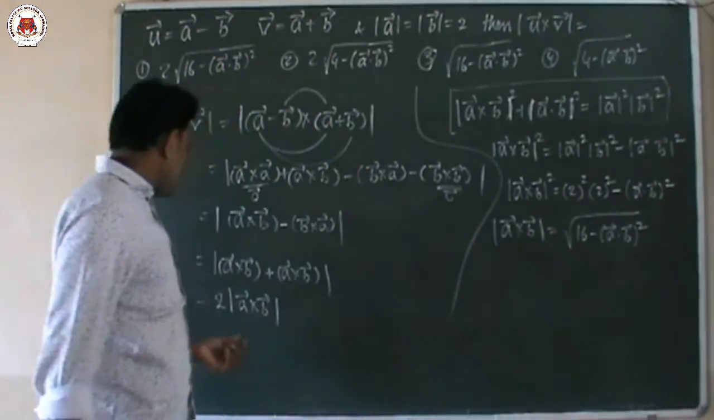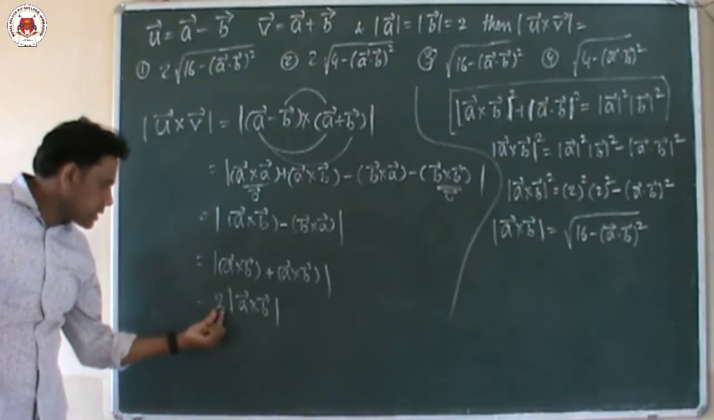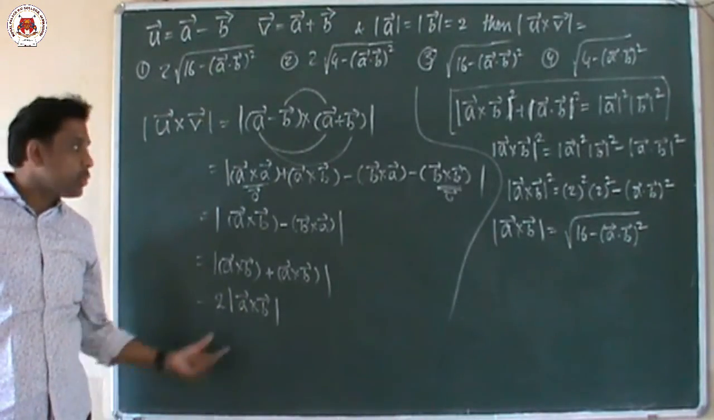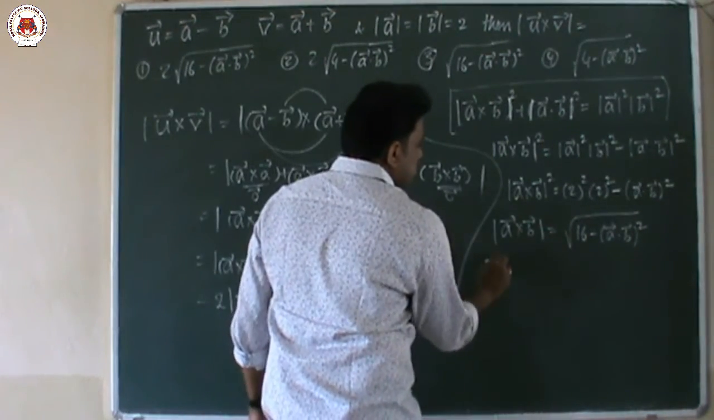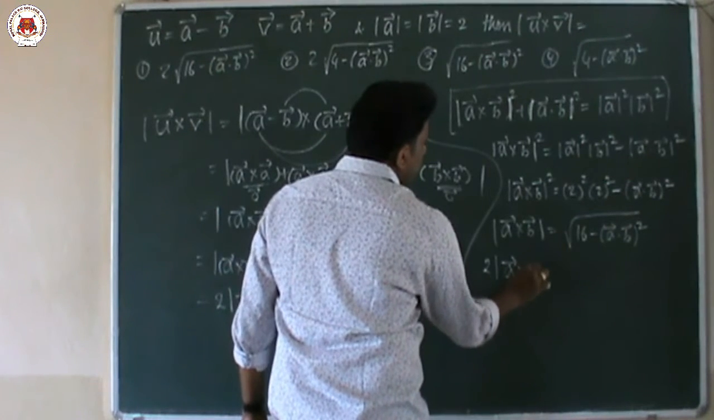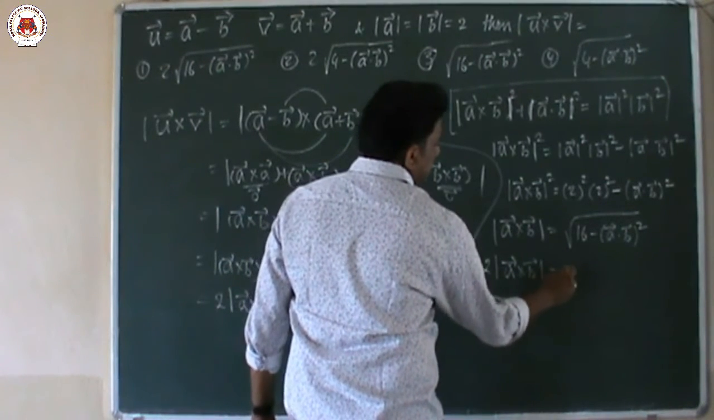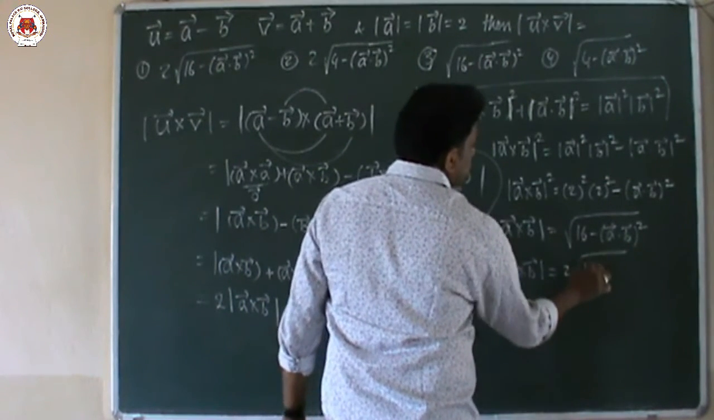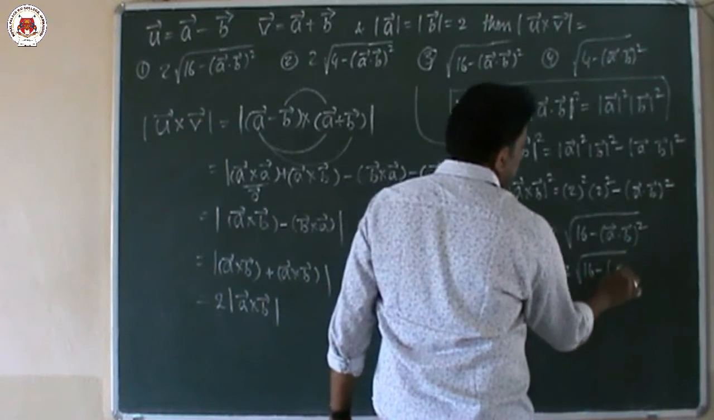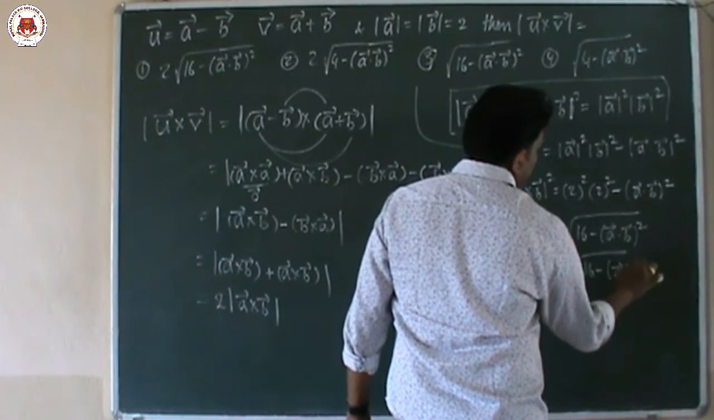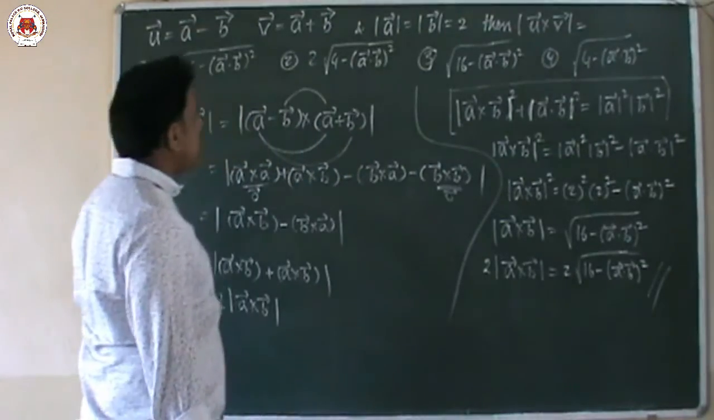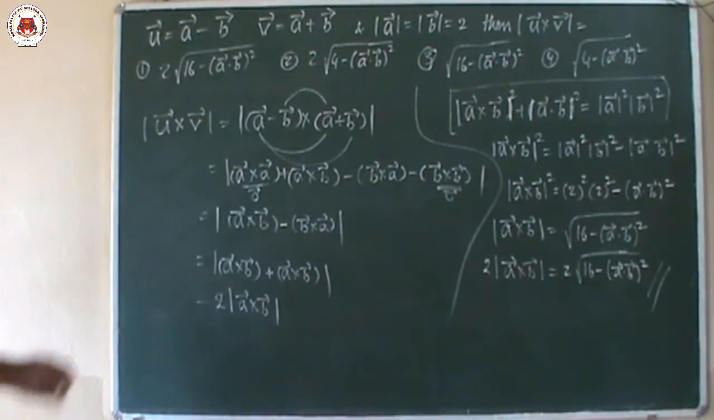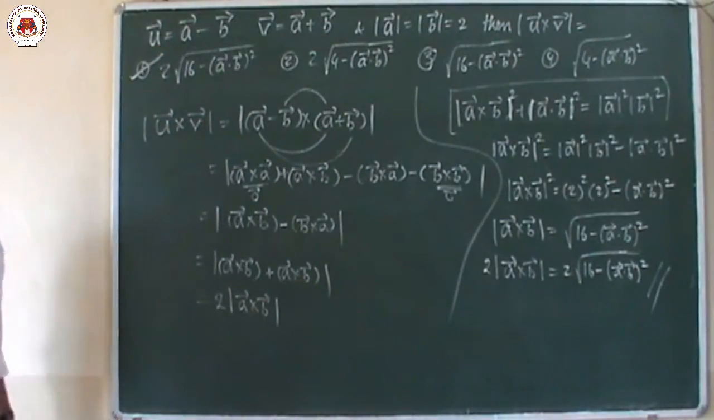But here if you see, the answer is 2 into mod of A cross B. Here there is no 2. So multiply both sides by 2. Then 2 into mod of vector A cross vector B equals 2 into the square root of 16 minus vector A dot vector B whole square. This is the final answer, where it is 2 into. So the first one is the right answer.